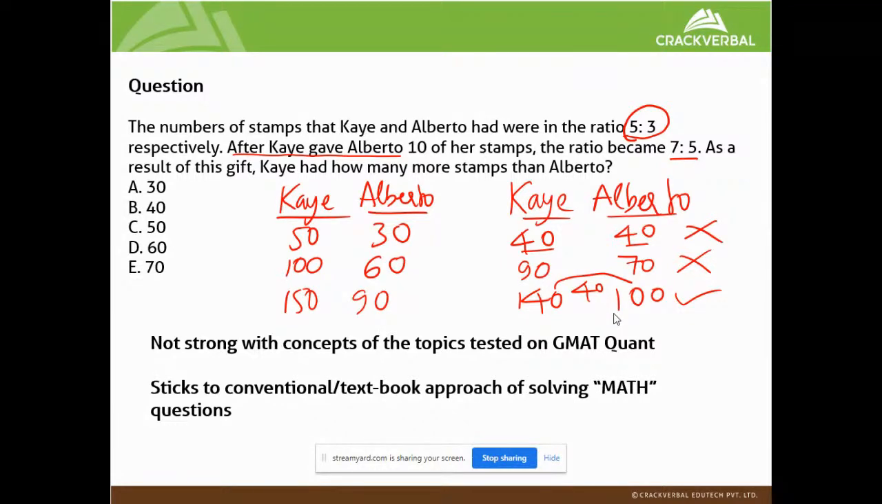So if you're someone who is into solving math questions using the conventional variable approach, guys, there is absolutely no pride in that, right? There is absolutely nothing great about solving a quant question using the variable approach, right? Except that it probably gives you the satisfaction that, okay, I was able to frame equations and solve it, right? That's not the trade-off that you want.